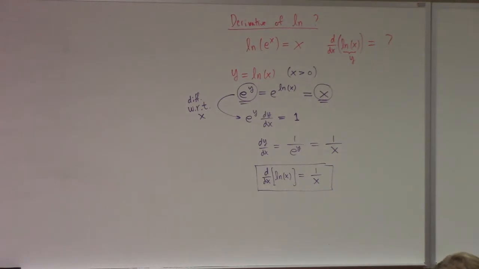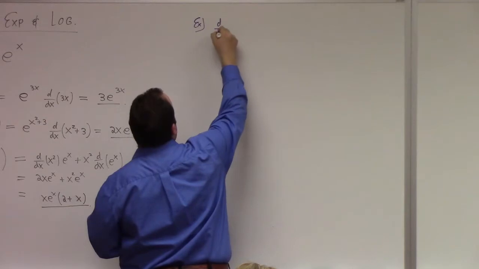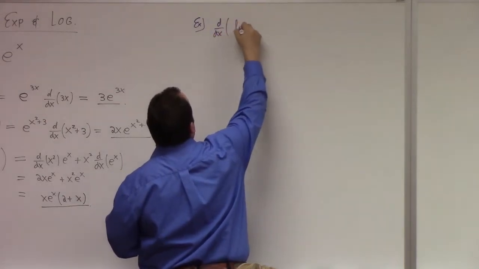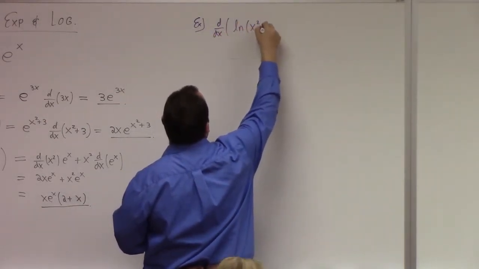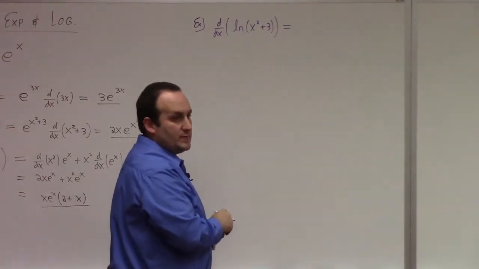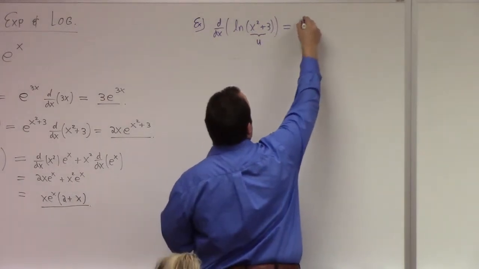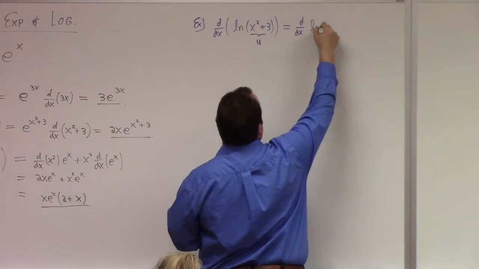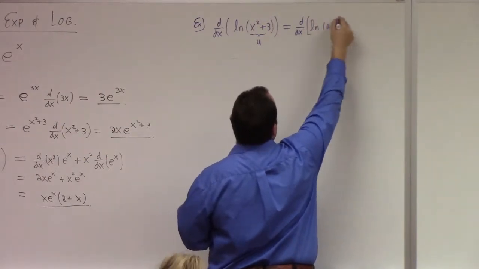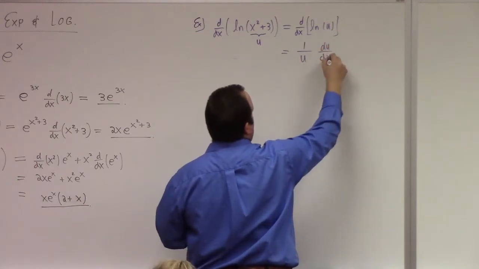Are we good? Should we look at examples of this now, maybe? Let's look at some examples of how to work with this formula. So what happens if I want to differentiate with respect to x the natural log of x squared plus 3? So I think of this as being the u, right? So what I have is d dx of the natural log of u. So the chain rule becomes 1 over u times du dx, right?